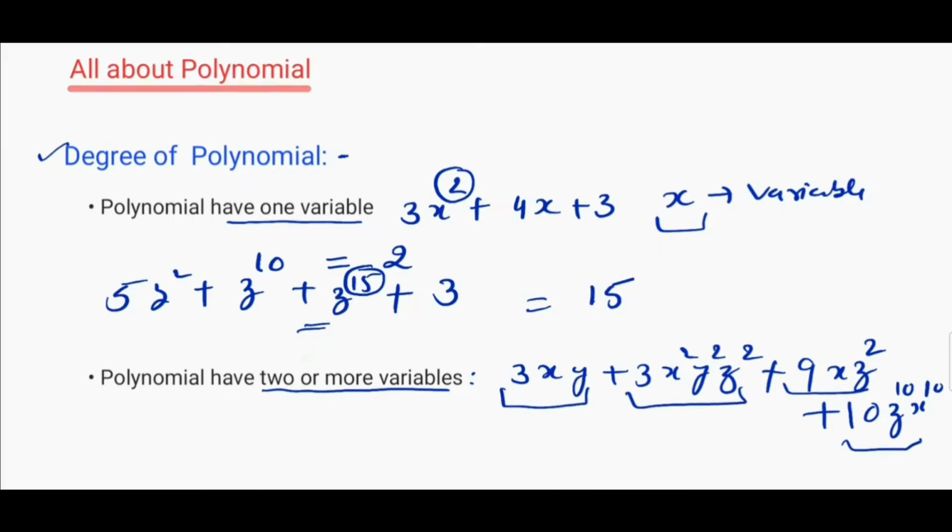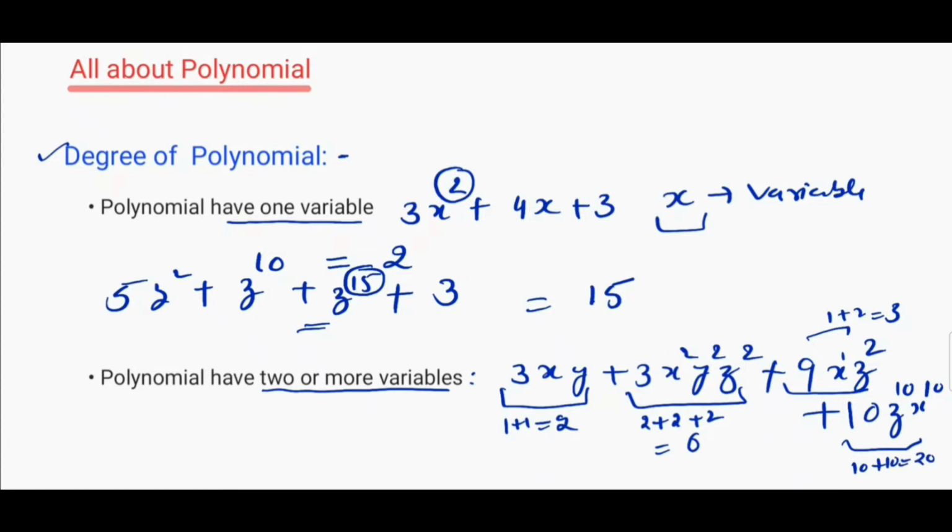So what will we do? We'll first find the sum of the powers of the variables in each term. Here we have 2 variables x and y and their powers are 1 and 1. We'll add these and we'll get 2. Here we have 3 variables and we add the powers 2 plus 2 plus 2, which is equal to 6. Similarly here we have x raised to power 1 plus 2, which is equal to 3, and here 10 plus 10, which is equal to 20.